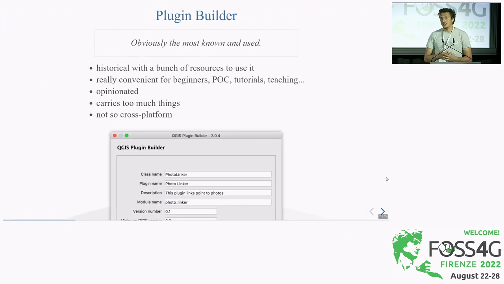The second one is the most used. I think maybe everyone here has already used it when trying to make a plugin for QGIS. It's Plugin Builder. It's a historical tool, still maintained, not so actively, but still working. There is a bunch of resources, so it's really cool with a community. It's really convenient for beginners, for proofs of concept, with tutorials or teaching. We still use it, but it also carries a lot of modules or tech choices.